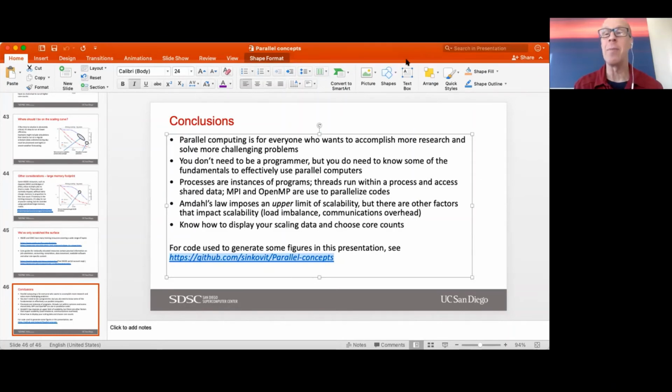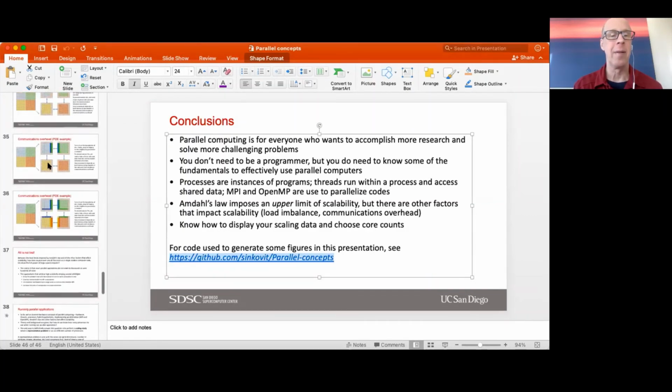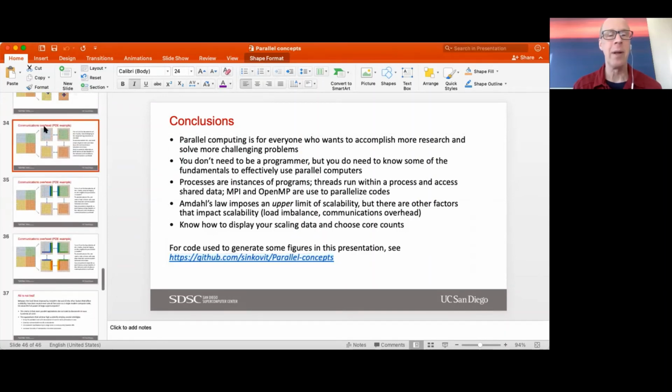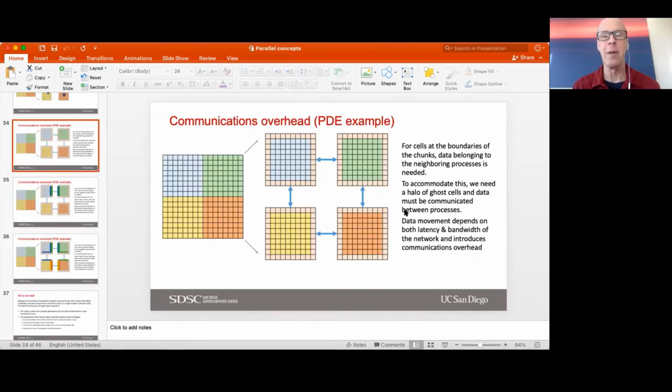So let me just share my screen again. Let's go back to this example, where I took my 16 by 16 grid and I divided it up into 4 chunks. Now imagine that I had divided this into 8 chunks. Now we're going to have really, really small pieces on each process. We're not doing very much work, but we still need to communicate a lot of data.